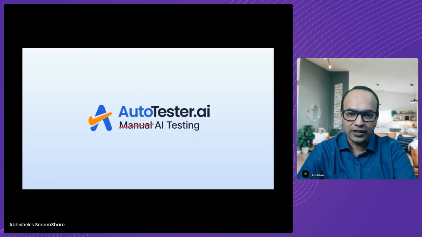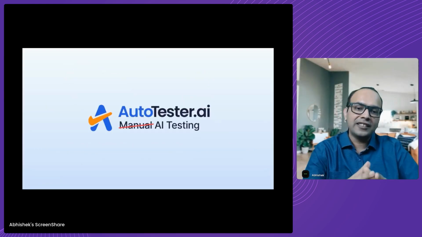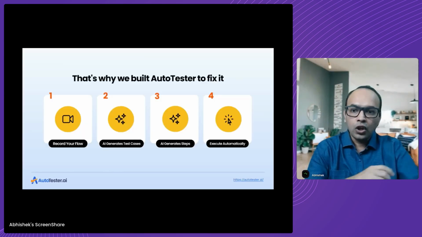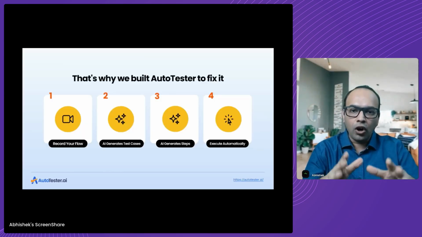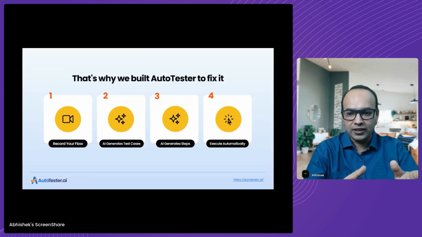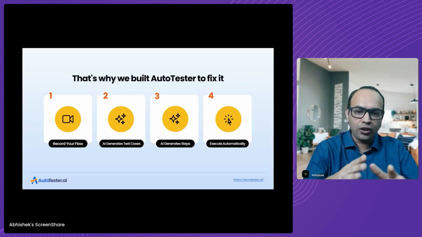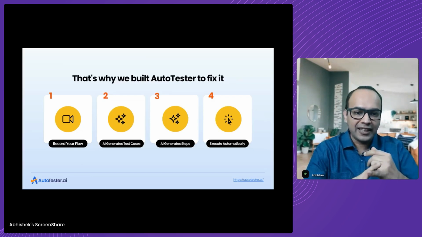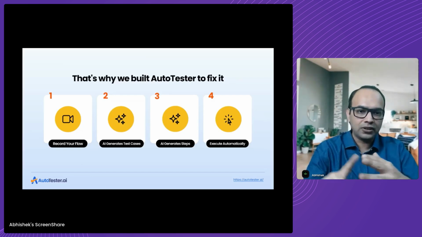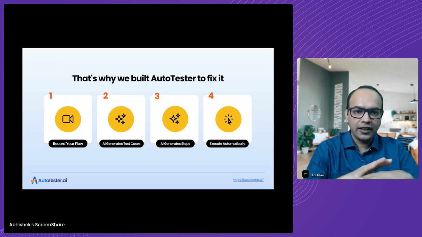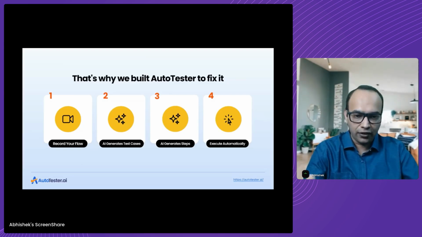That's why we created AutoTester. AutoTester is designed to solve this problem, and not just help us catch up, but rather let us do it faster than the developers. It's very simple. Whatever feature you want to test, you just need to record the flow once. That's it. The rest, AutoTester does. It generates the test cases for you. It generates the steps. It executes the steps, shows you the results, the screenshots, everything. AutoTester takes care of it.